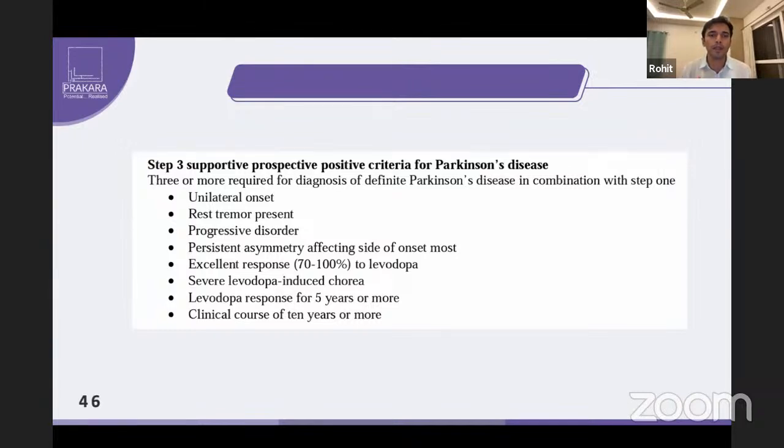There are certain features which are supportive of the diagnosis. These are all the clinical features that we have described during the entire session: unilateral onset, rest tremor, progressive disorder, good response to levodopa, and levodopa response remaining constant for 5 or more years. All these features are supportive of a diagnosis.